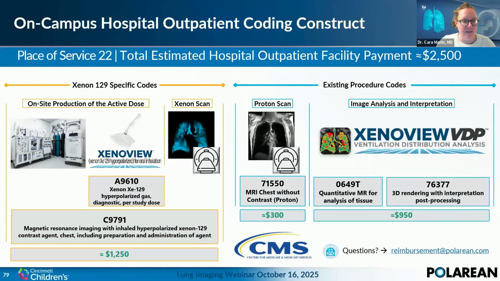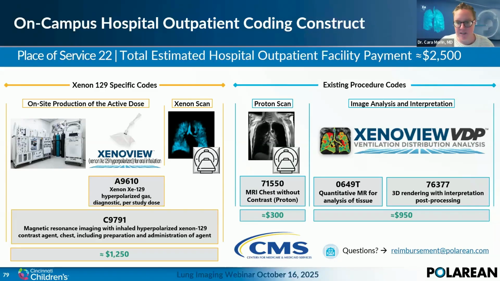So the Xenon is a little bit complicated in terms of reimbursement codes. There are actually 5 CPT codes that we bill for every Xenon MRI. There is a code for the gas. There's a code for the MRI with the gas. There's a code for MRI chest without contrast, so that's just our regular anatomic imaging. And then there are 2 codes for the quantitative post-processing piece.